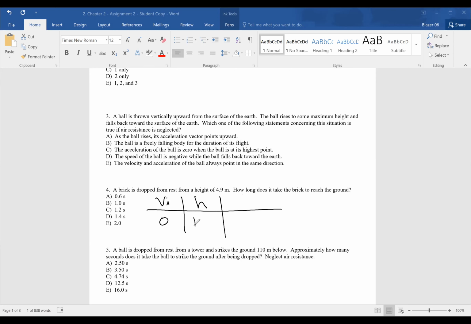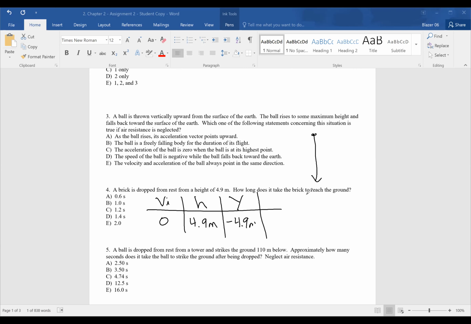It is 4.9 meters, but that means that y now is negative 4.9 meters. And you say, why is it negative? Because if it's dropped from a height, that means I'm looking down. My object is moving downward. So anything that points downward, we said is negative.